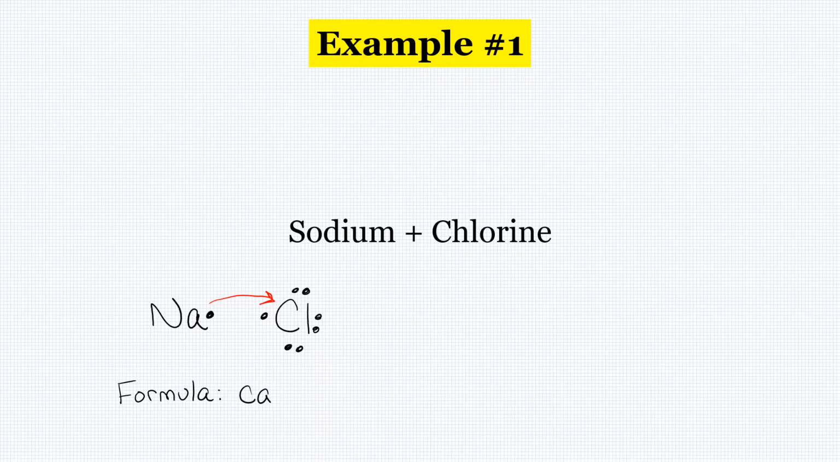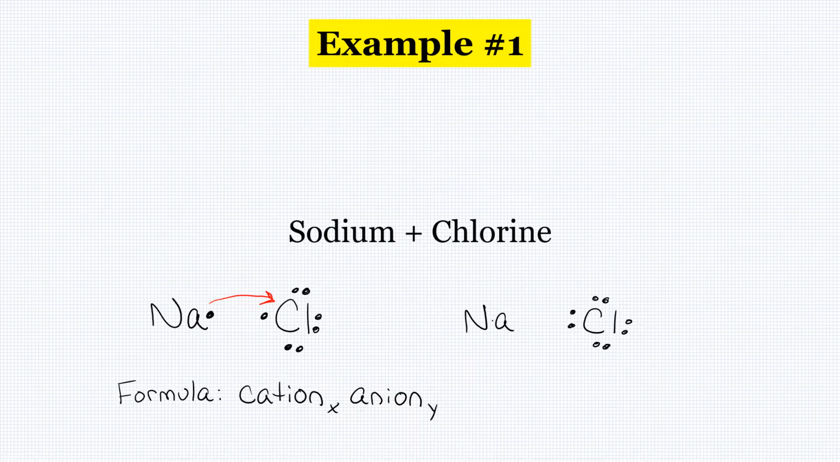And the formula when we write out the symbol is cation and then anion. The X and the Y give us the ratio, we'll get to that in a minute. Once we've transferred that electron, we're going to draw the final product. Our anion, chlorine, now has 8 electrons because 1 left sodium and is now on chlorine. And sodium lost an electron, so it shouldn't have any.